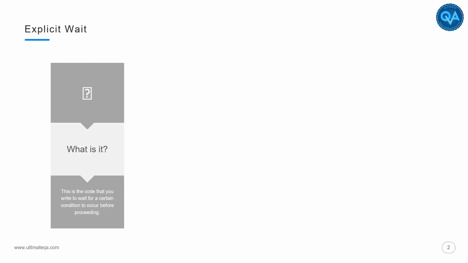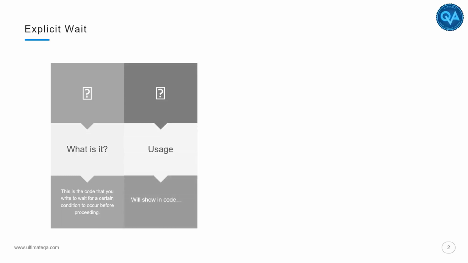However, with an explicit wait, you write the code and tell Selenium WebDriver to wait for a specific condition. Don't worry, you'll see with code examples. So usage, I will show you that in the code. It's not going to fit in this tiny little slide box. I'll show you that in the code, as that will be the best place to see all of this.